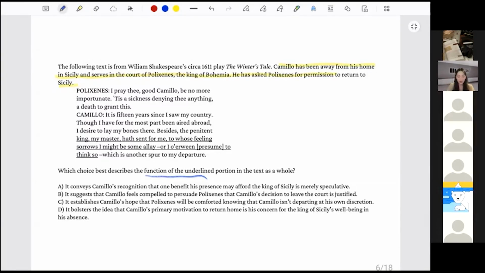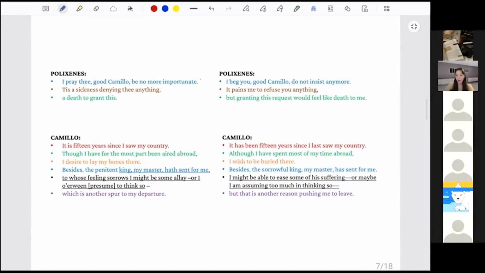However, we do know that as soon as Polixenes starts speaking, it becomes pretty clear that they share a strong and close bond. So here I brought the modern English version. I pray thee, good Camillo, be no more importunate. I beg you, good Camillo, do not insist any more. 'Tis a sickness denying thee anything, a death to grant this. It pains me to refuse you anything, but granting this request would feel like death to me. So this really tells us that Polixenes would very much like to say yes to anything Camillo asks, except to allow him to leave, because they have such a good relationship.